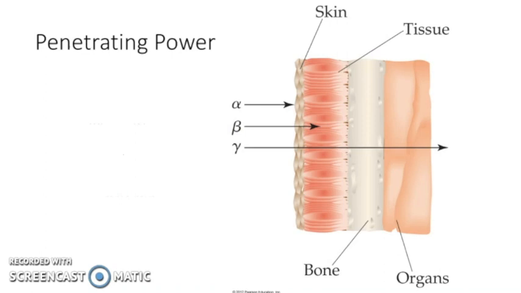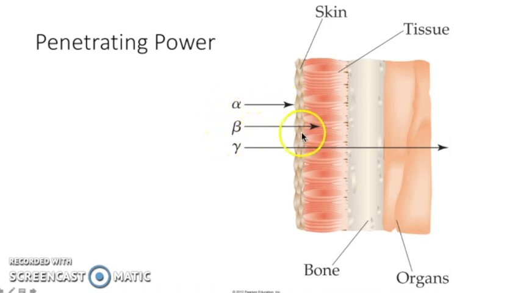The next thing I want to talk about is penetrating power. And penetrating power has to do with how far or how deep particles can travel through your body. So alpha particles, because they're so big, can't actually penetrate your skin.